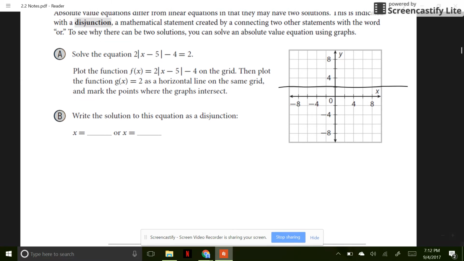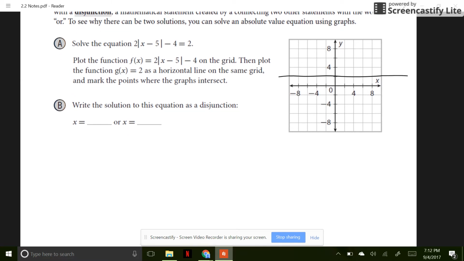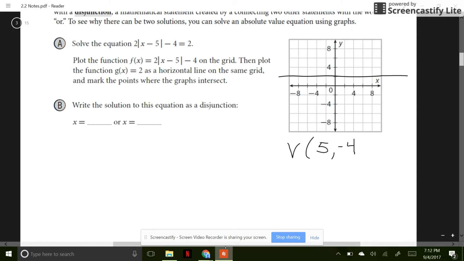You can obviously do this very easily on a graphing calculator. I don't have mine with me, so I will go ahead and show you how to do it mathematically as well. The main thing we should know is that the vertex is at the point (5, -4), which is here. One thing to notice is that in our function we're multiplying by 2, so that's changing the slope of our normal lines from 1 and -1 to now 2 and -2.